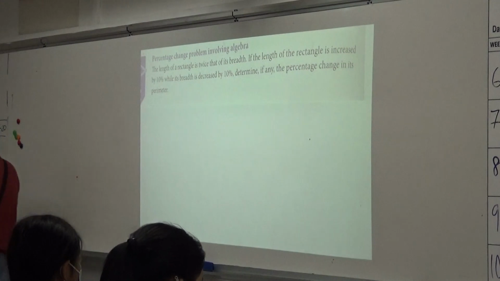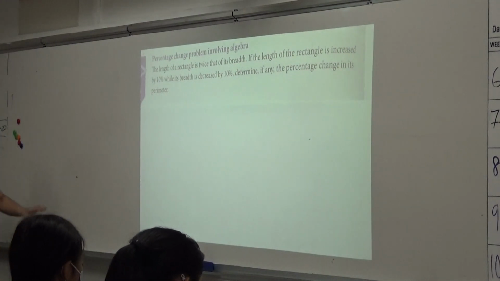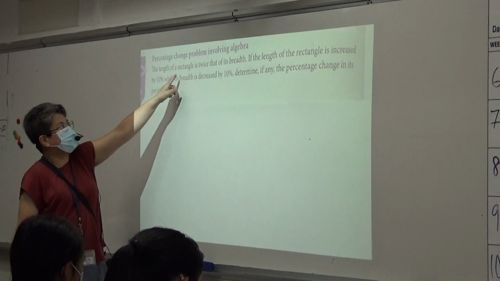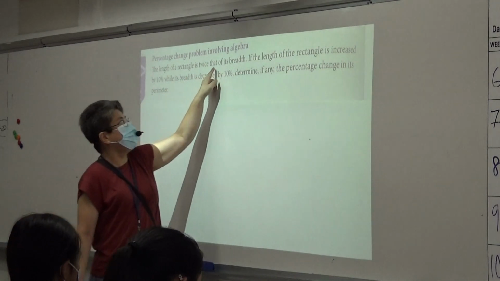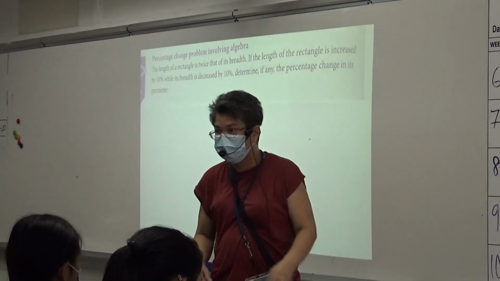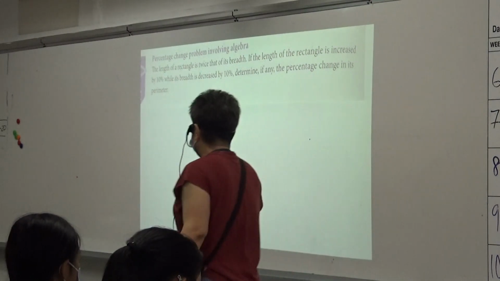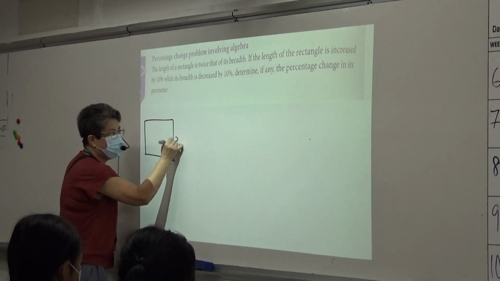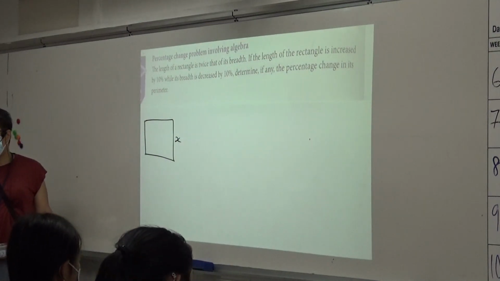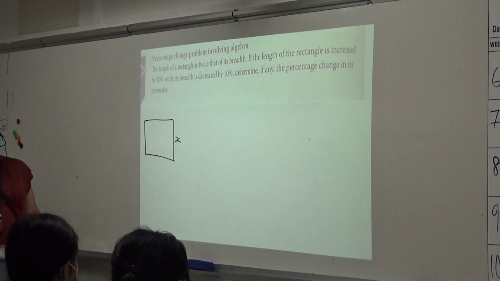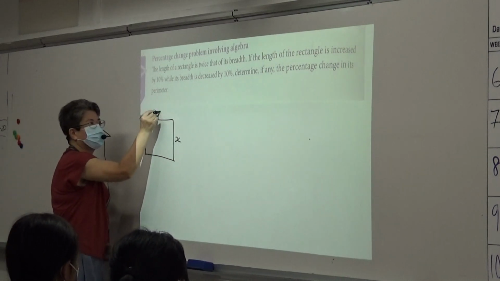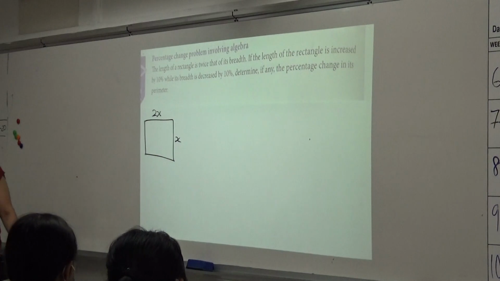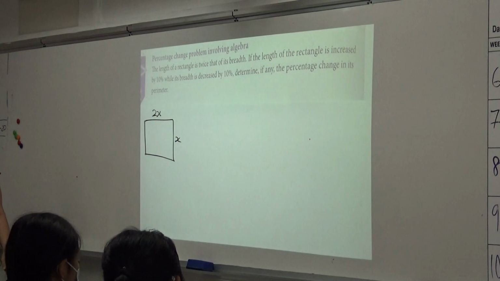Okay, let's take a look at the question. The length of a rectangle is twice that of its breadth. Correct? Okay, now I'm going to draw a rectangle for you. If the breadth is x, what do you think will be the length? 2x. Very good. So this is the original, right? I'm talking to you. Okay, this one is important. I say already. Later I give you a homework that's exactly the same. Don't tell me you don't know.